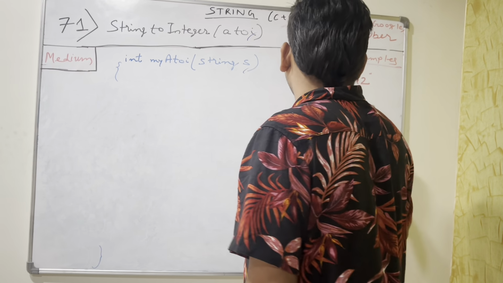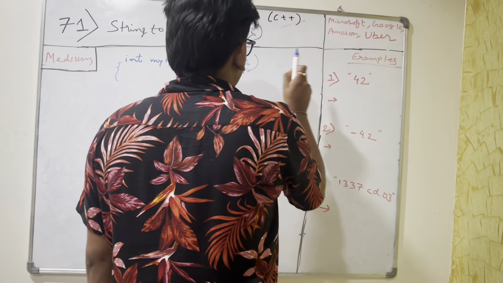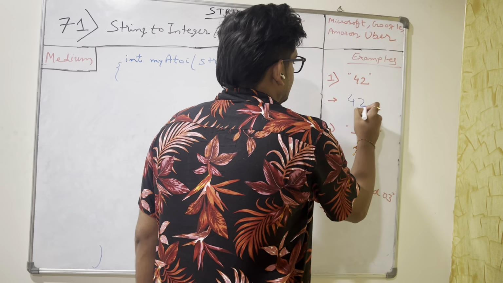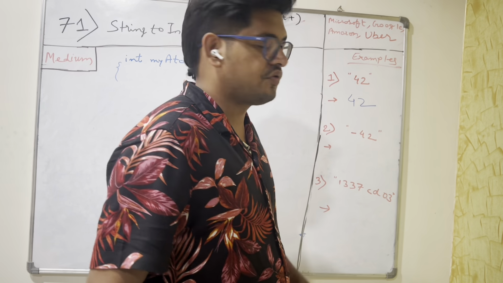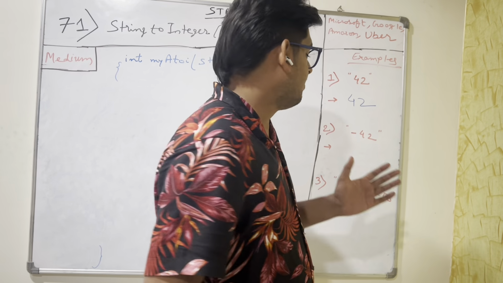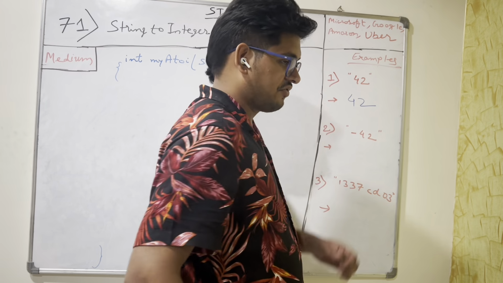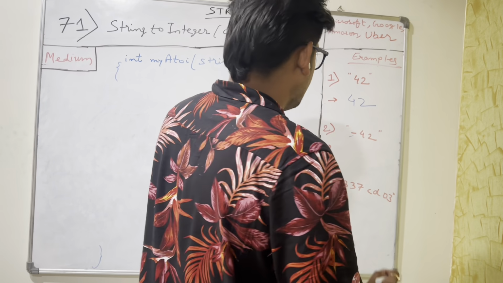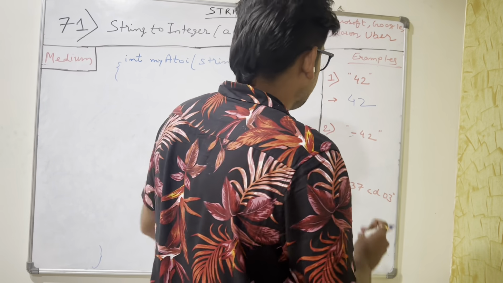Let's look at the example 42. So we are given the 42 as a string, so we will be returning 42 integer value, right? Similarly minus 42, so if it's a negative number, so the string is given as minus 42 because everything is a character here since it is a string. So we'll convert it into a proper integer value, that will be minus 42. We'll return integer value, right?